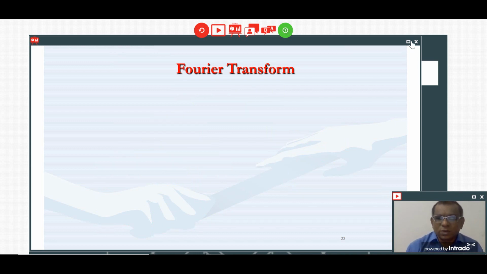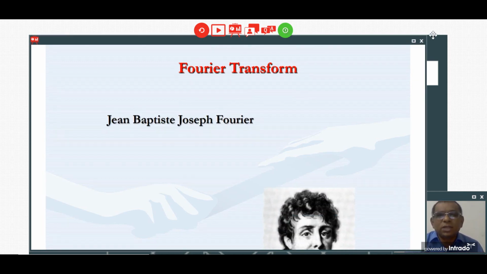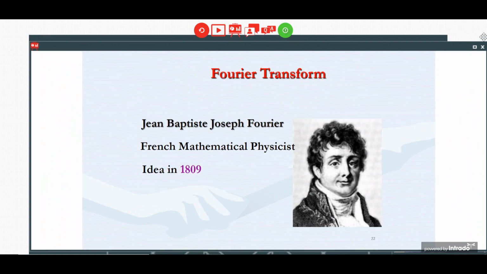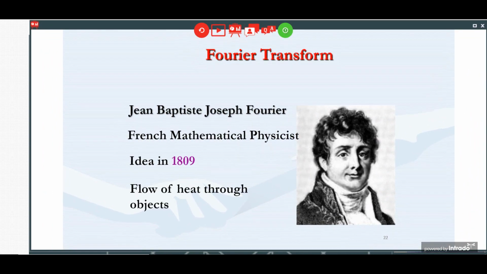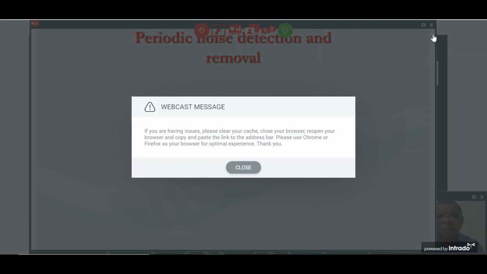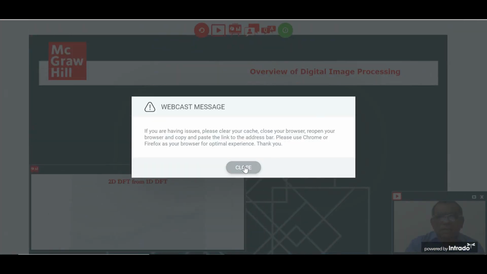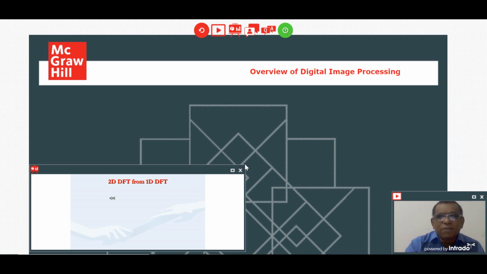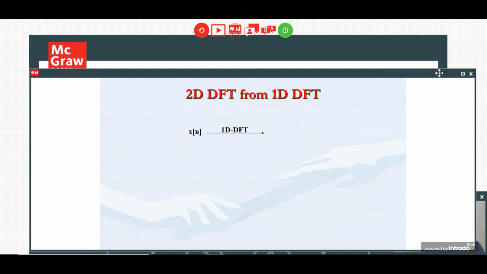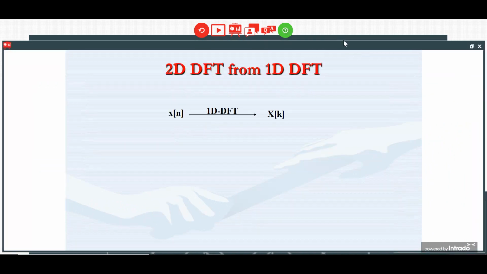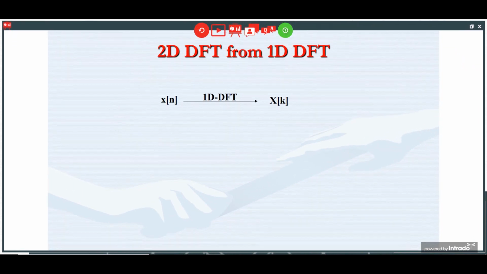One of the powerful transforms is the Fourier transform. It was given by Jean Baptiste Joseph Fourier in the year 1809. Actually, it was used to study the flow of heat through an object. In the Fourier transform, if we have a one-dimensional signal x of n, and we take the Fourier transform of this signal x of n, we will get the spectrum x of k. So x of k is the spectrum corresponding to x of n.